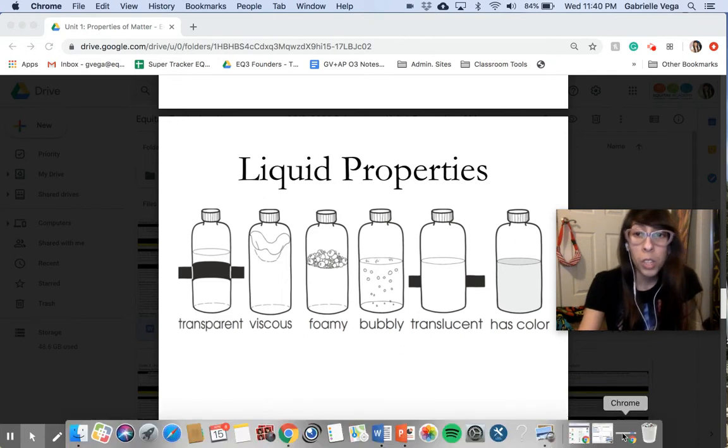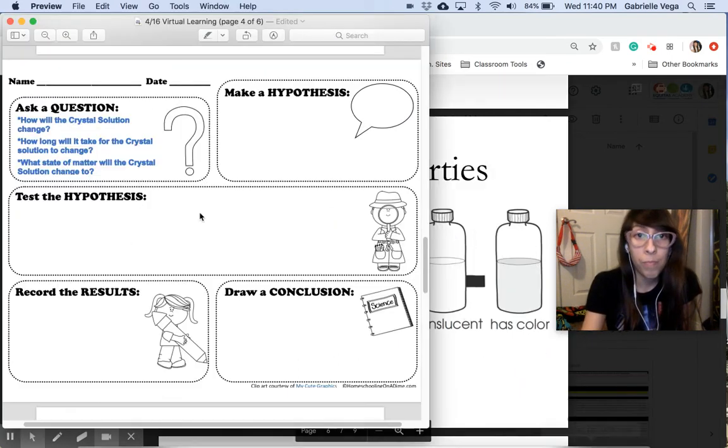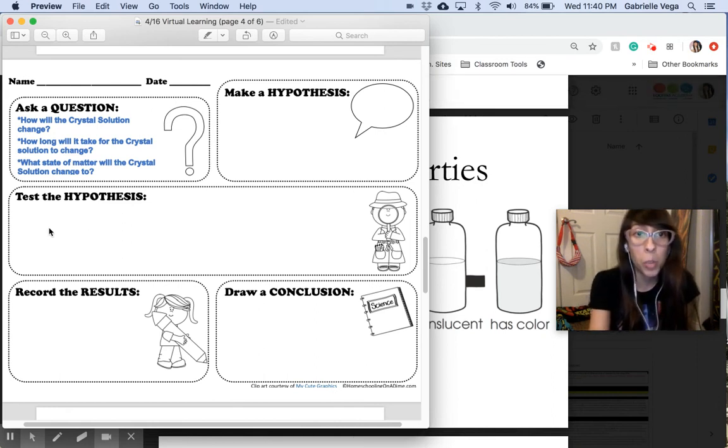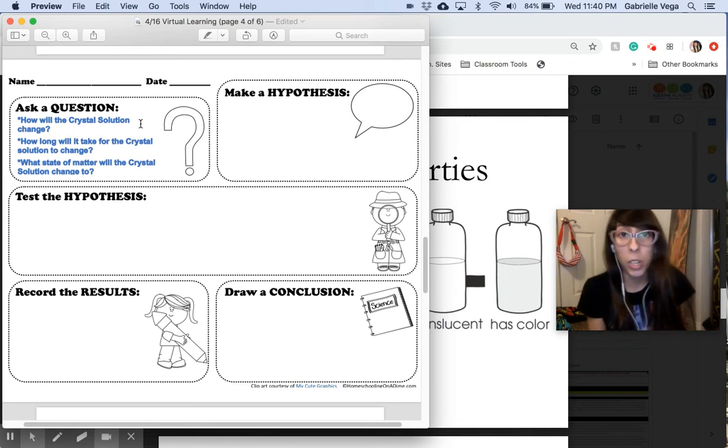So today we are going to be doing an experiment about crystallizing a liquid. So we have 3 different questions that we're going to be asking today, and we're going to be using the scientific method. And the scientific method is a method that scientists use when they have a question they're trying to solve, and they make a hypothesis. And a hypothesis is an educated guess.